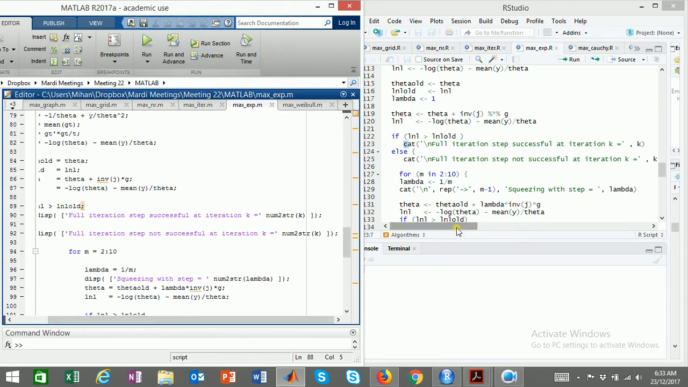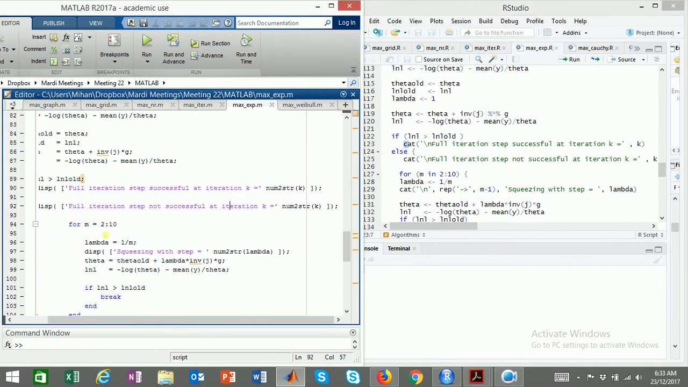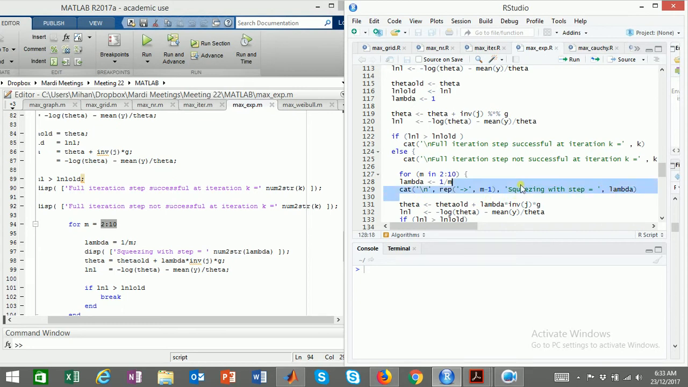We want to make a stop, and then we start a for loop for m from 2 to 10, because 1 is already passed in. The lambda value is 1 by m. I'll continue, 2 to 10, since 1 by 1 is 1, so up until 10. Squeezing with step, concatenation, squeezing with step, and display, replicate this m minus 1. Theta is equal to theta old plus lambda inverse g, and log L.